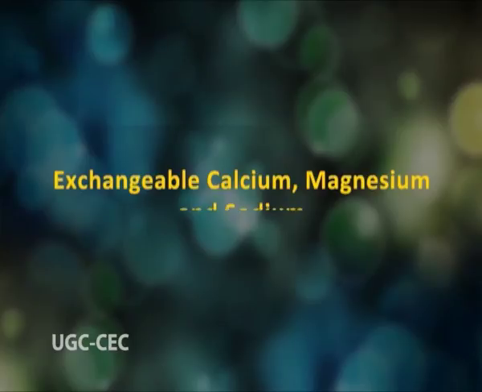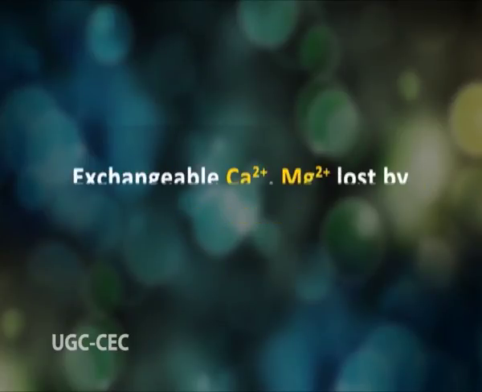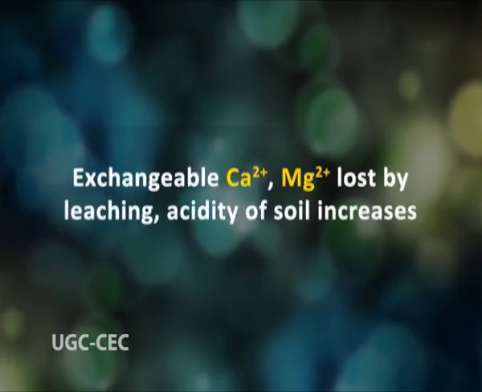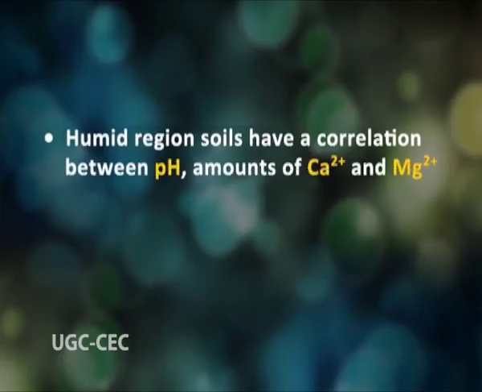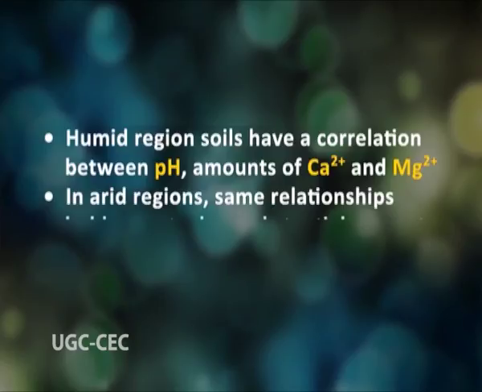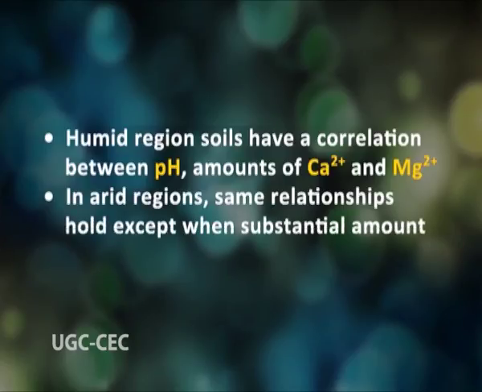Now, the exchangeable calcium, magnesium and sodium. As the exchangeable calcium and magnesium are lost by leaching, the acidity of soil gradually increases. Consequently, in humid region soils, there is a fairly definite correlation between pH and the amounts of these two constituents present in the exchangeable form. In arid regions, the same general relationships hold except under conditions where a substantial amount of sodium is absorbed.